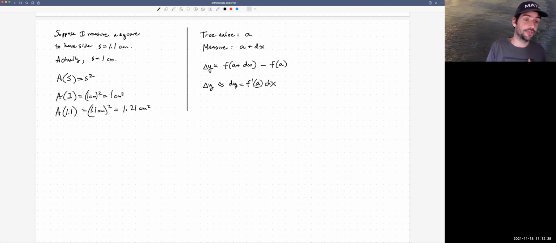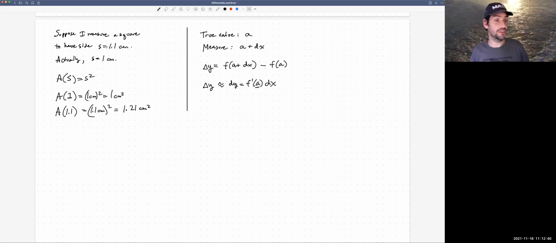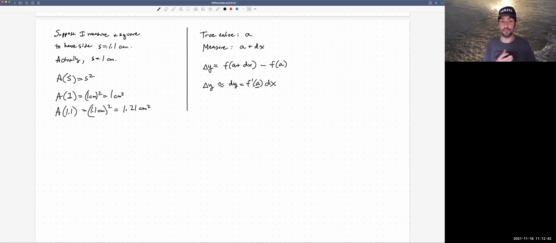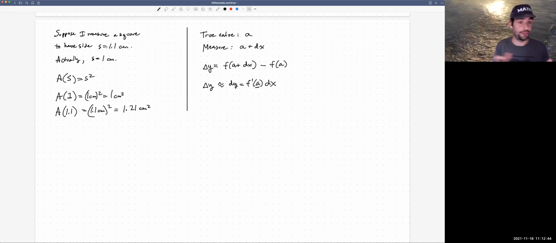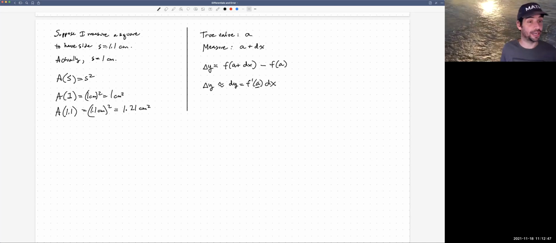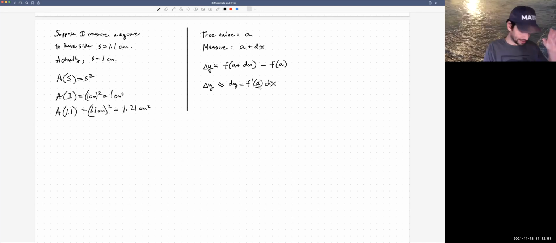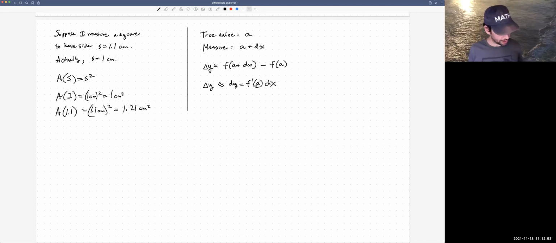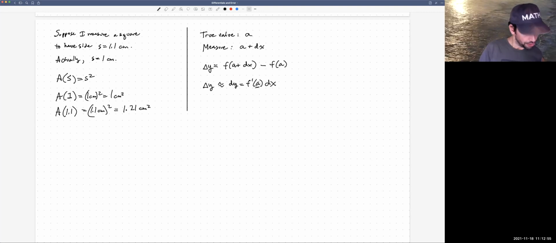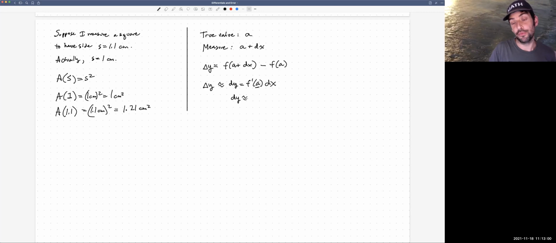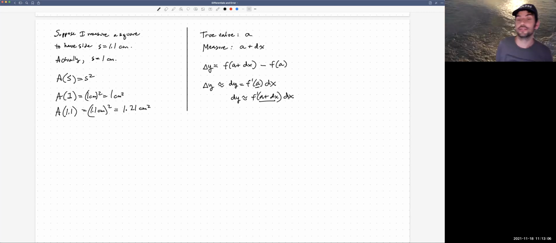If I didn't know that this was 1 centimeter and I measured it to be 1.1 centimeters, I might guess that I made some amount of error, but I don't know if my error is to measure it too long or too short and by how much. So I wouldn't actually know that. So we won't know what A is. But we're only trying to approximate things. So we can approximate this further by saying dy is approximately f prime of a plus dx. That's our measured value times the differential dx.